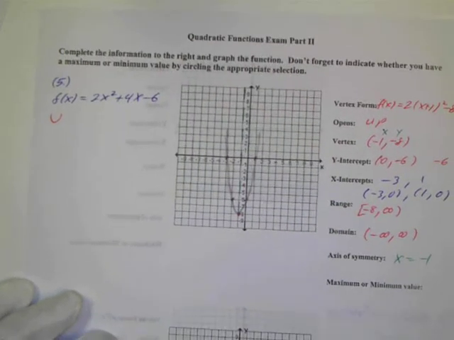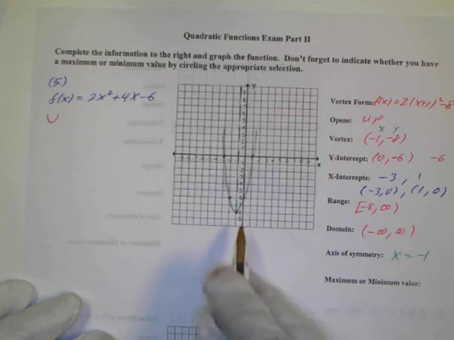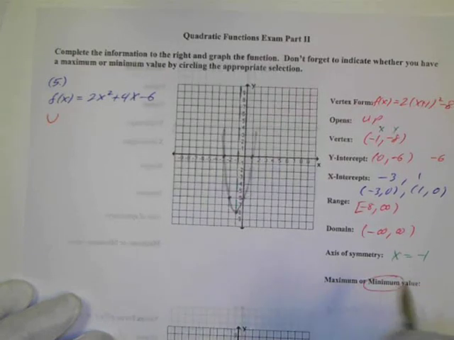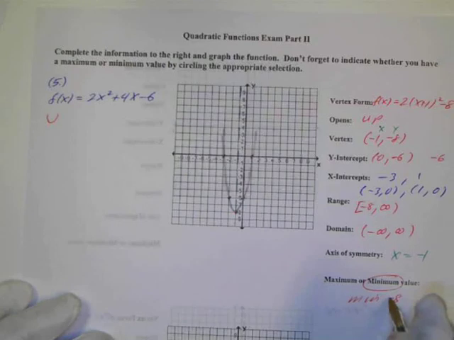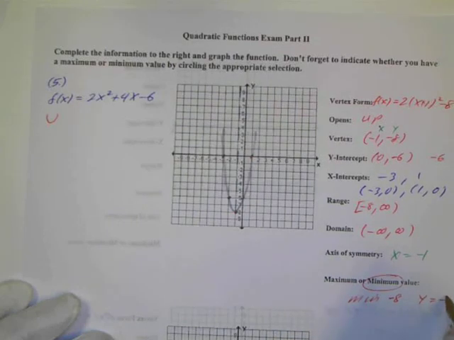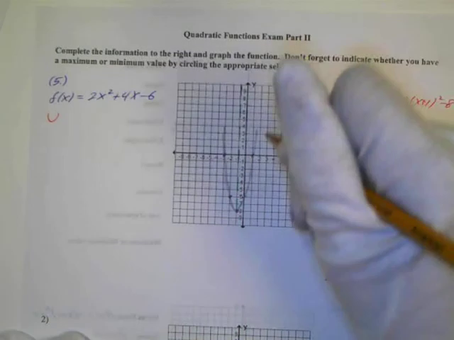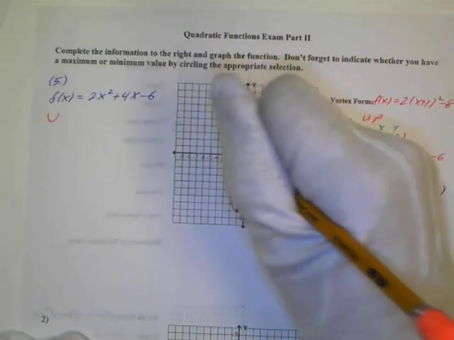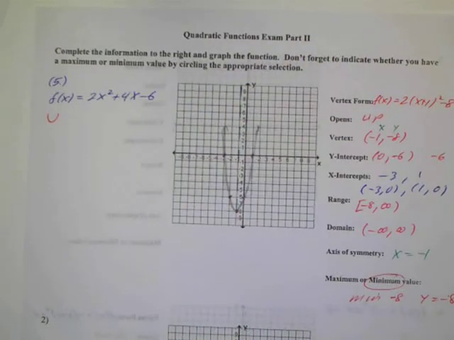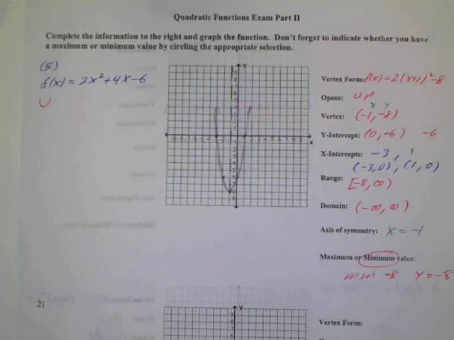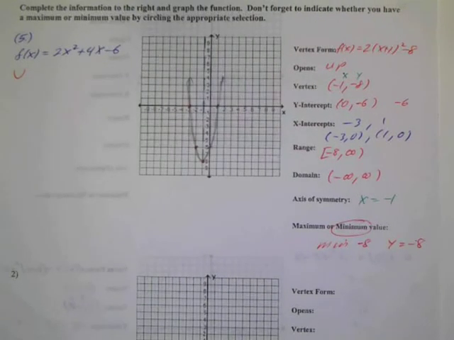And does it have a maximum or minimum? It looks like it's going to go down just to that negative 8, so it looks like it's going to have a minimum value. And that's going to be negative 8, or y equals negative 8. That's your minimum value. And again, sometimes we put arrows here to indicate that we're going to go straight up forever. Okay, so there you go. That's Example 5, hope that helps.